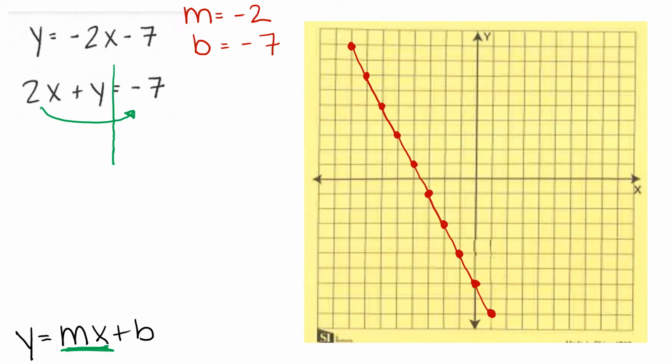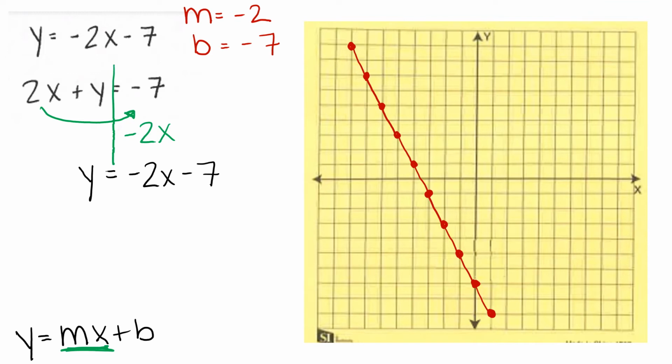So instead of 2x, we do the opposite. We do a minus 2x. And we have an equation that reads y equals the minus 2x and the minus 7. Now that the y is by itself, the mx is in the middle, and the plus b value is at the end, we can go ahead and graph it.